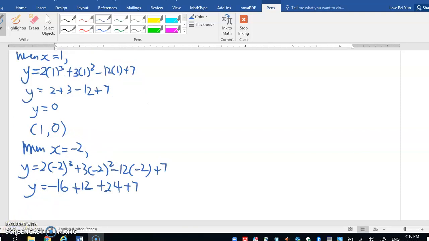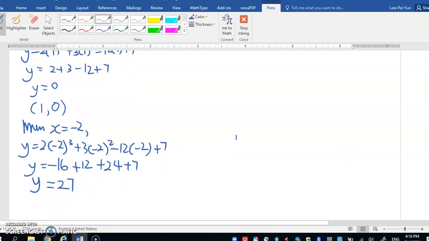And substituting x equals negative 2 into my y function, I have y equals negative 16 plus 12, plus 24 plus 7. I'm going to get 27. y equals 27. And therefore, my point will be (negative 2, 27). So I have found my two stationary points. And now I can move on to my second aim.